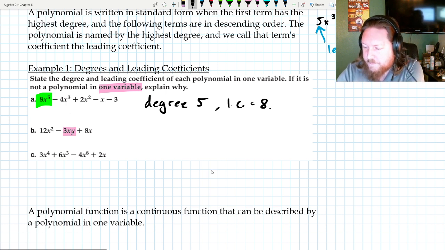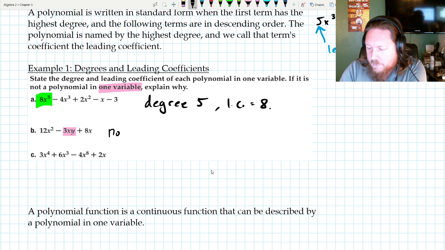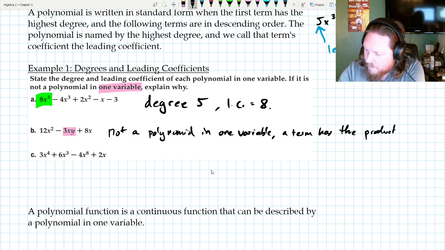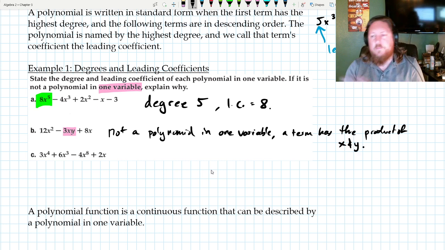So I would say not a polynomial in one variable, a term has the product of x and y. So that would be my explanation of why it's not a polynomial in one variable. We got two variables in one of the terms. I mean, it's that easy, right?